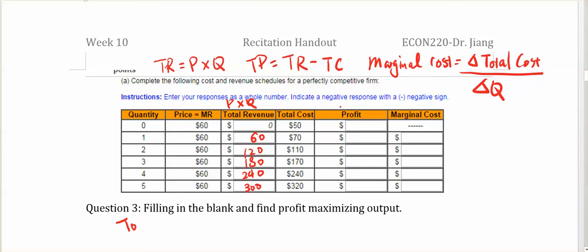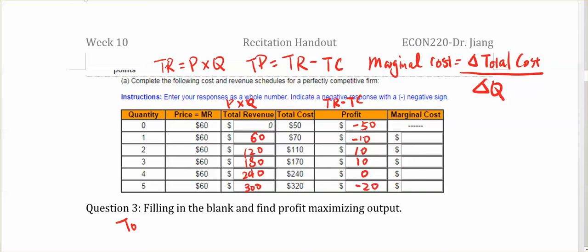So we know the profit equals the total revenue minus the total cost. If you are familiar with accounting, you should like this table. So 0 minus 50, and you get negative 50. 60 minus 70, you get negative 10. 120 minus 110, you get 10. And 180 minus 170, you get 10. And 240 minus 240, you get 0. 300 minus 320, you get negative 20.